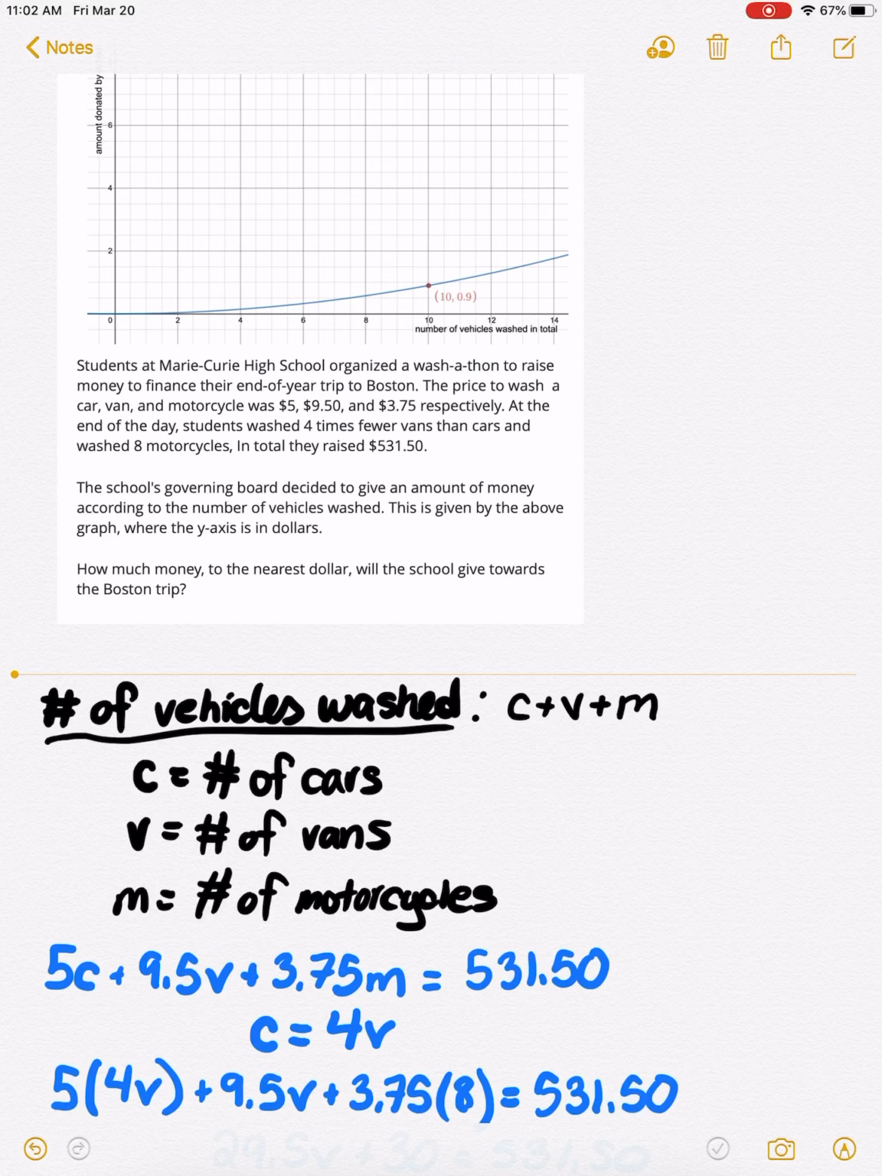Well, 93, again, that would be the X value. That's not on this graph, right? So we need to find the equation of this graph. We know that it goes to the point (10, 0.9). It's definitely not linear. It's not exponential because it goes through the origin at (0, 0). So in this case, we actually have a quadratic equation.